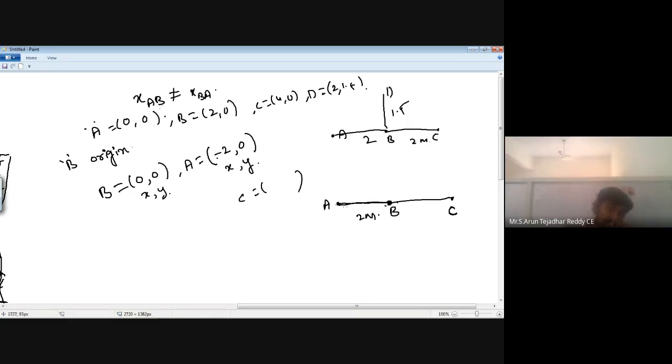So that's why XAB is not equal to XBA. See, once observe: here A is 0, 0. Here B is 0, 0. And here A is minus 2, 0. See, is XAB equal to XBA? No. XAB is not equal to XBA. So like that, we should consider the origin point. Based on the origins, we can go for further steps.